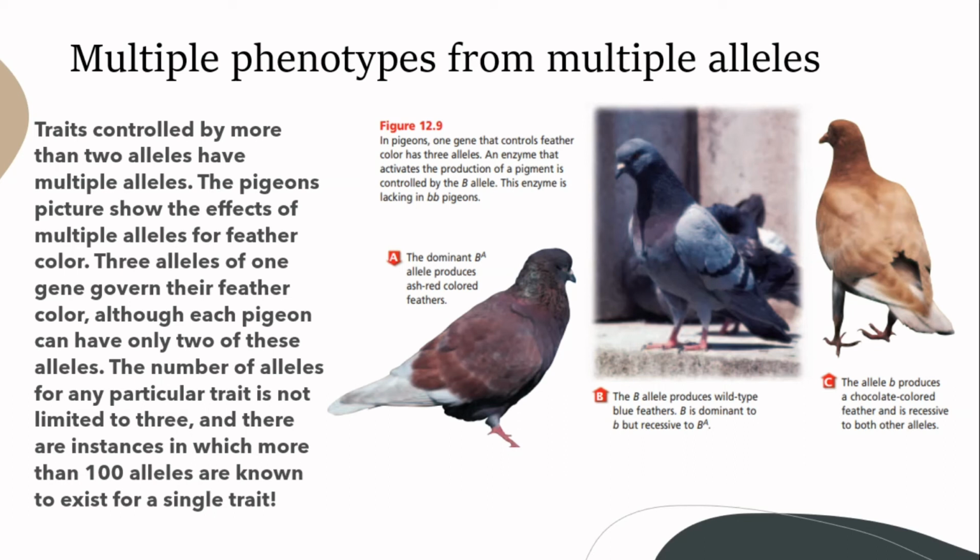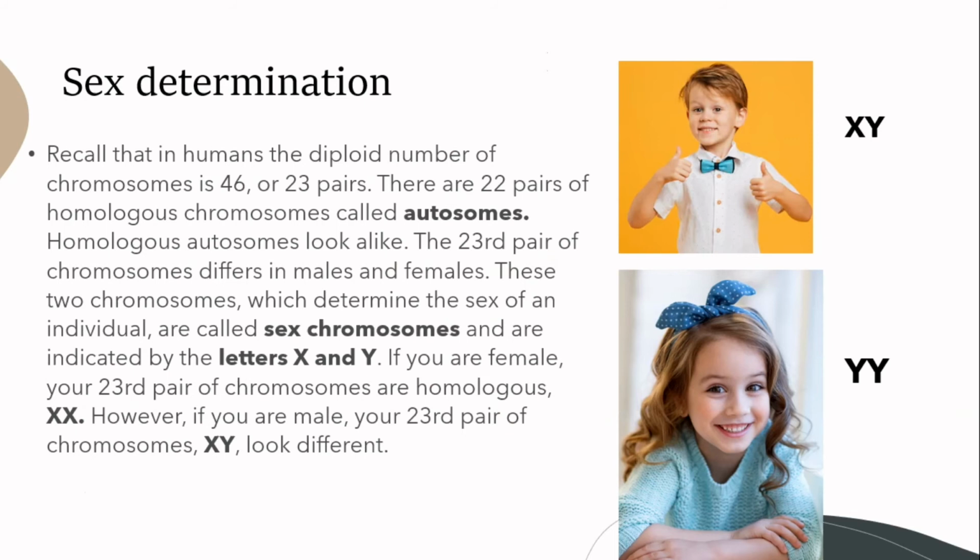Sex determination. Recall that in humans the diploid number of chromosomes is 46, or 23 pairs. There are 22 pairs of homologous chromosomes called autosomes. Homologous autosomes look alike. The 23rd pair of chromosomes differs in males and females. These two chromosomes, which determine the sex of an individual, are called sex chromosomes and are indicated by the letters X and Y. If you are female, your 23rd pair of chromosomes are homologous, XX. However, if you are male, your 23rd pair of chromosomes, XY, look different.